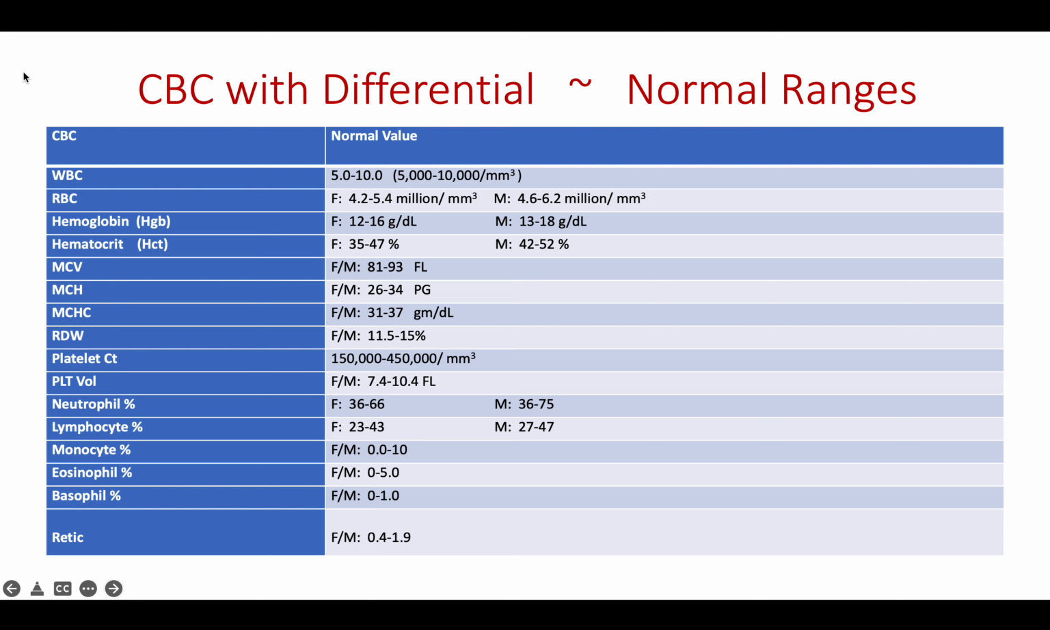When we look at the white count, we can look at what's called a differential. And the differential that we're concerned about with a white count is the neutrophil percentage, or the absolute neutrophil count. Again, this will tell us how many mature versus immature white cells that we have ready to fight infection in our body.